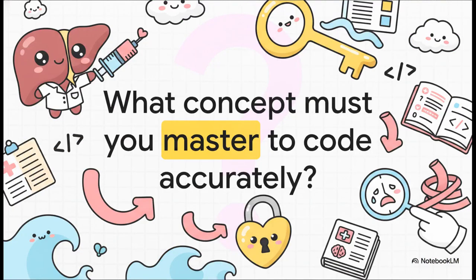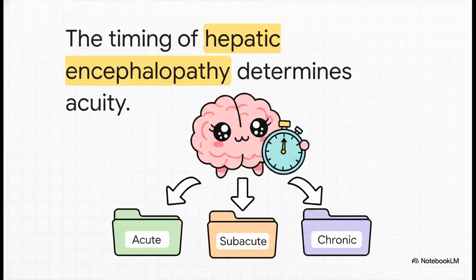So, to navigate that chaotic clinical picture we just talked about, ask yourself, what is the single most important concept you absolutely must master when you sit down to code liver failure? Think of this as a bit of a mental wake-up call, because if you don't have this one specific concept pinned down, the rest of the chart is just going to lead you in circles. The answer? It's acuity. Acuity is quite literally everything here.